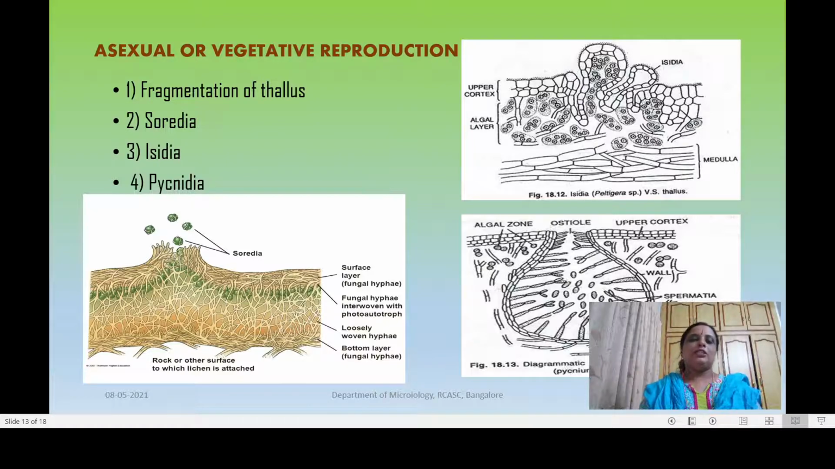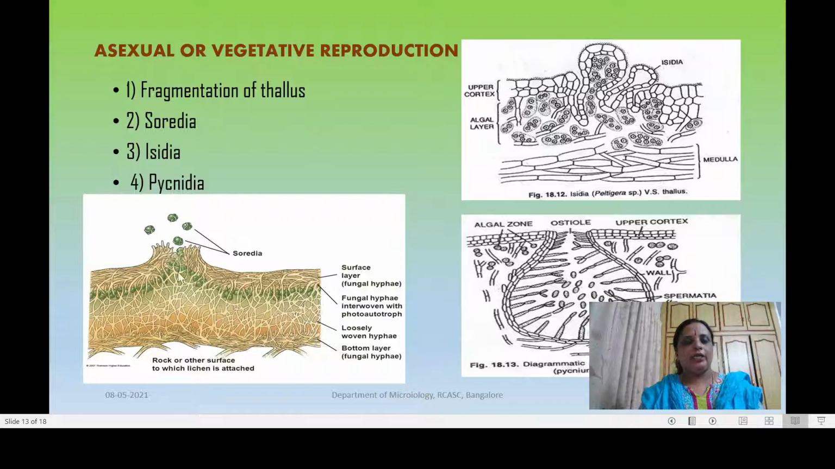Then how do these lichens actually reproduce? They undergo vegetative reproduction, that is, by the process of fragmentation. If the lichen gets fragmented mechanically in any way, each fragment can develop into a new individual. And there are some other methods called soredia, isidia, and pycnidia formation. Now let us study each method of reproduction in detail.